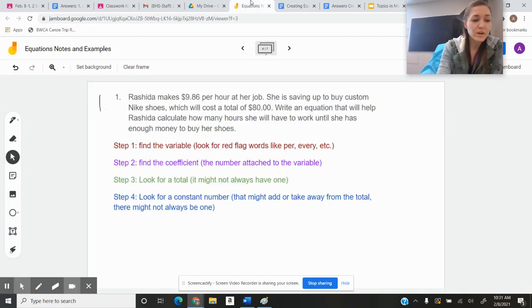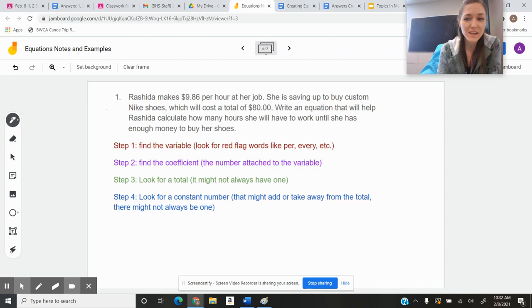All right, so very first one. Rashida makes $9.86 per hour at her job. She is saving up to buy custom Nike shoes, which will cost a total of $80. Not too bad for custom shoes. Write an equation that will help Rashida calculate how many hours she will have to work until she has enough money to buy her shoes. If you've ever saved up for anything and you had to calculate how long it would take you to save up, you've already solved for X and you didn't know it.